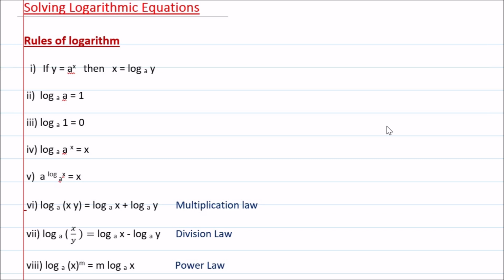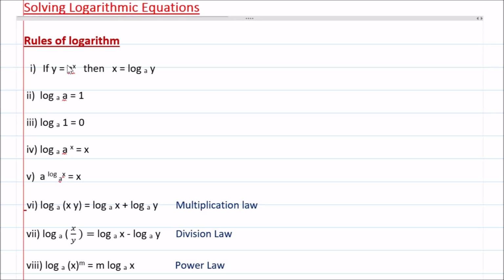In order to solve logarithmic equations, we need some rules of logarithms. So first of all, we'll go through the rules of logarithm. Let's see what the rules of logarithm are. I have listed them out here.